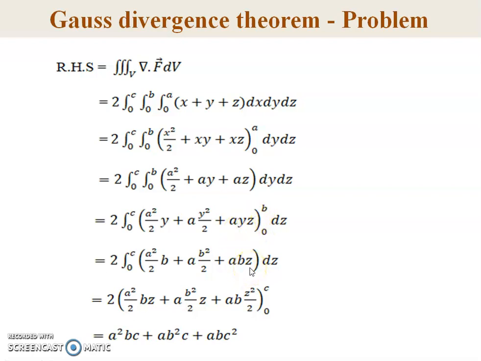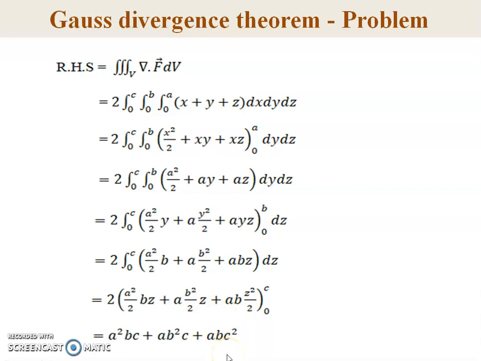Now integrate with respect to z. There is no z term here, put z here, put z here, integrating z becomes z² by 2. Now apply the limit. What is the limit here? c, put z equal to c here, c here, c here. Also we have 1 by 2 in all the places. If we take 1 by 2 away and cancel with this 2, we will have only 1 here. So what is the remaining term? a²bc plus ab²c plus abc². So this is RHS.